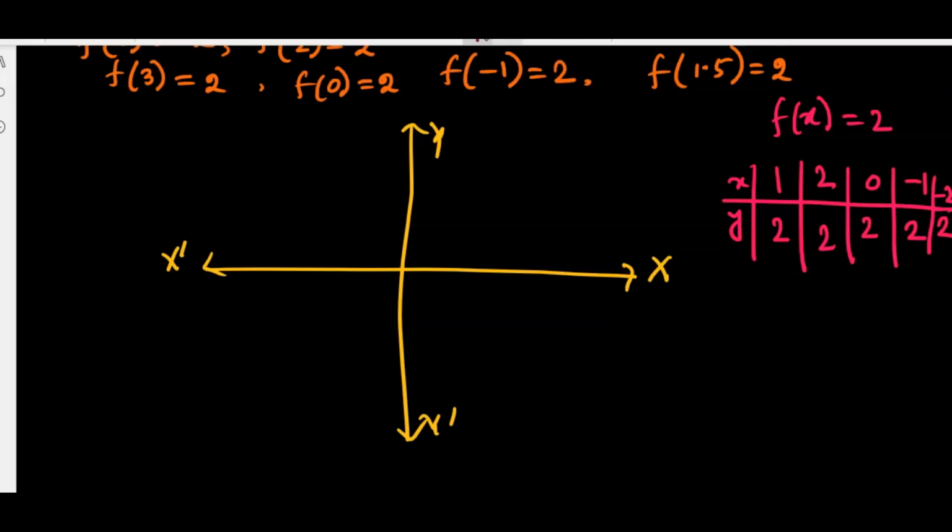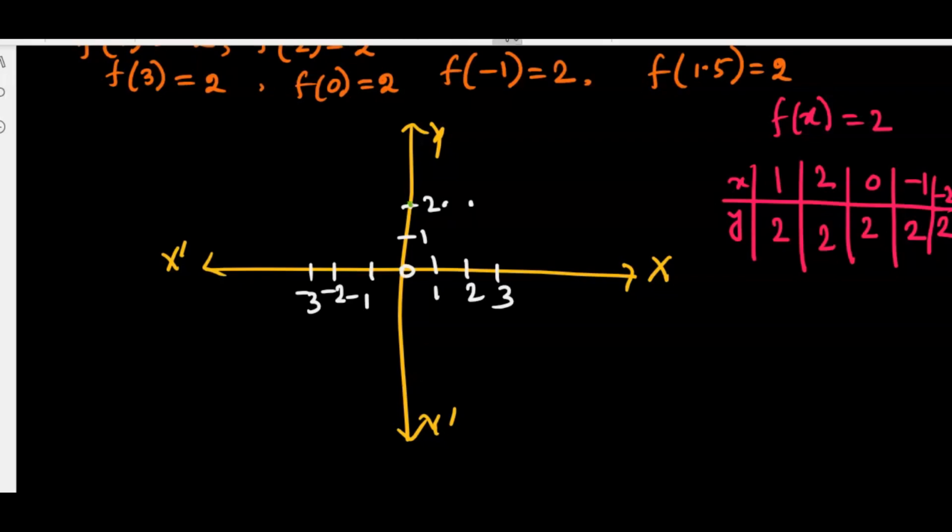Now we will plot these points. So this is 1, 2, 3. Minus 1, minus 2, minus 3. Here is 1, 2. So 1 goes to 2, this point. 2 goes to 2. Then this is 0. 0 goes to 2. So we get a point here.